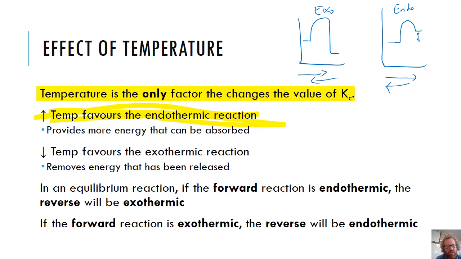So the opposite, therefore, is that decreasing temperature favours the exothermic, because it's removing the energy that's released. And if the forward reaction is endothermic in an equilibrium reaction, the reverse will be exothermic, just what I've shown up there. So, highlighting this, temperature is the only factor that changes Kc. If you get a question about the other ones, how does a change in volume or pressure or catalyst or concentration affect Kc? It does not affect it. Only temperature does.